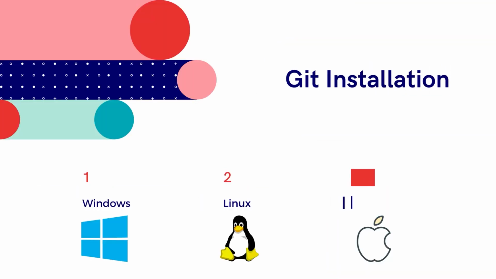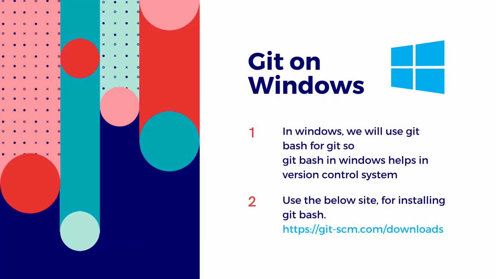Git is compatible with all types of operating systems. In this tutorial, we will understand the top operating systems used in the industry: Windows, Linux, and Mac OS. Starting with Git on Windows, in the Windows operating system we will use the Git Bash terminal for Git, and for installing, refer to the links given in the description. Installation in Windows is simple. You need to download the package and execute it, and that will install the Git Bash terminal on your system.